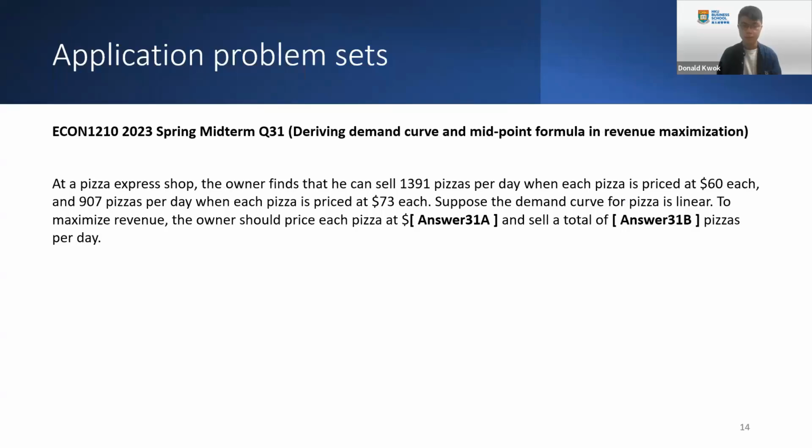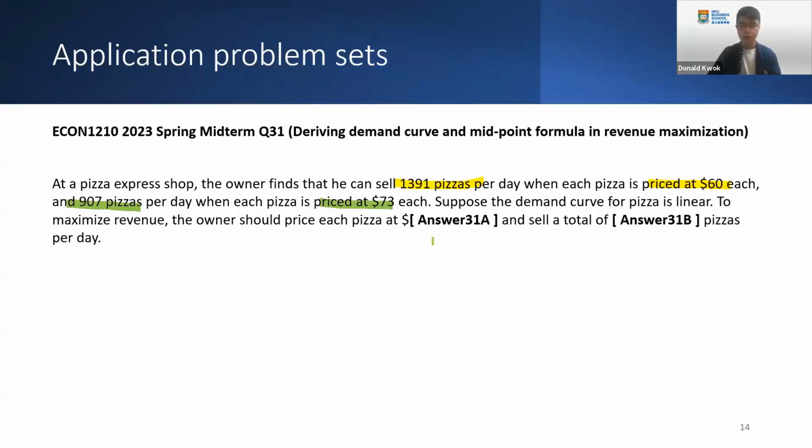And we have the next one. We have the price quantity pairs given here. And also, we know that the demand curve is linear. To maximize revenue, what will be the price of pizza and also the quantity of pizza sold? Because we have two price quantity pairs, we can actually derive the equation of the straight line passing through these 2 points. After that, we can find the midpoint of the demand curve, which is also the revenue maximizing point. And this would solve the problem.